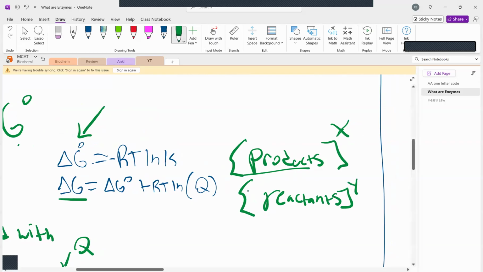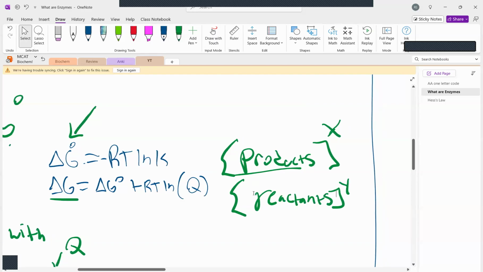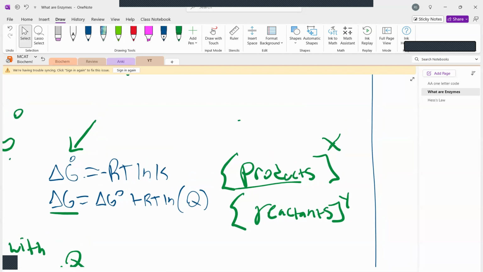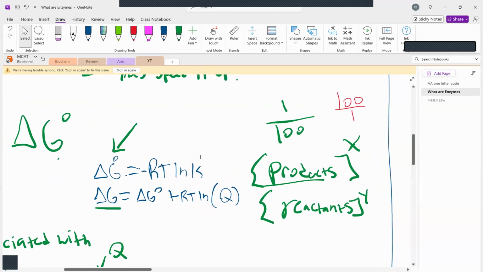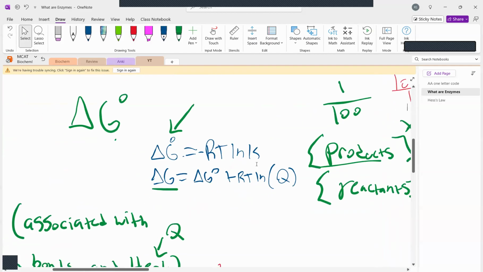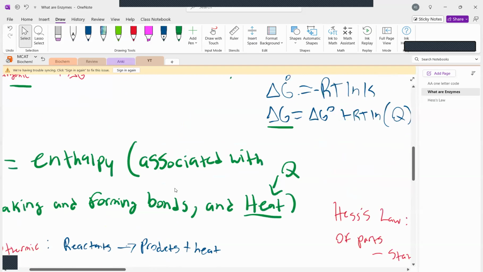So if it's less than one, that means it's favoring the reactants. Let's say the reactants are 100 and your products are only one, that's going to be really small, so it's favoring the reactants, and vice versa. You can have something that's 100 over one, so that means it's favoring the products. It's kind of plug and chug. That's how I would approach Q or K as well.